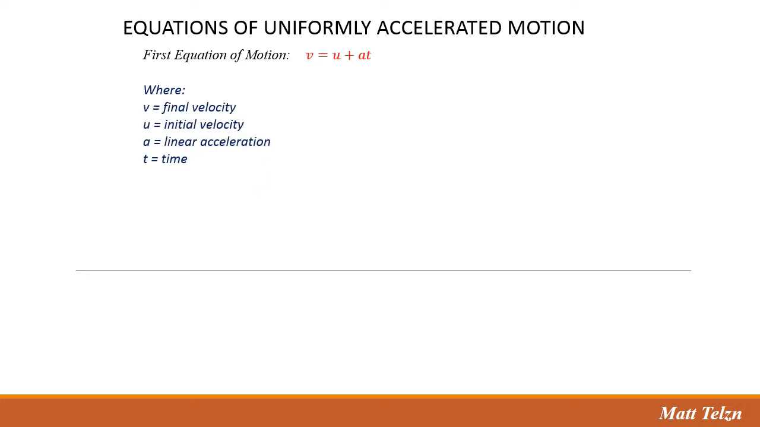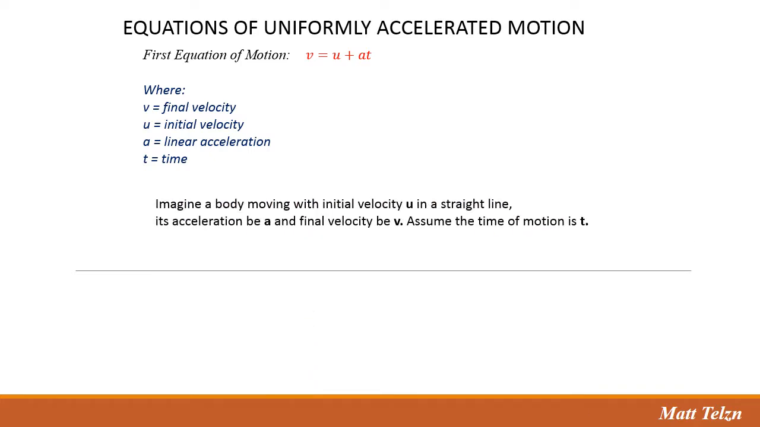Where v is equal to final velocity, u is equal to initial velocity, a is our linear acceleration, and t is the time taken for a body that is in motion. Now let us imagine a body moving with initial velocity u in a straight line. Its acceleration be a and final velocity v. Assume the time of motion is t.